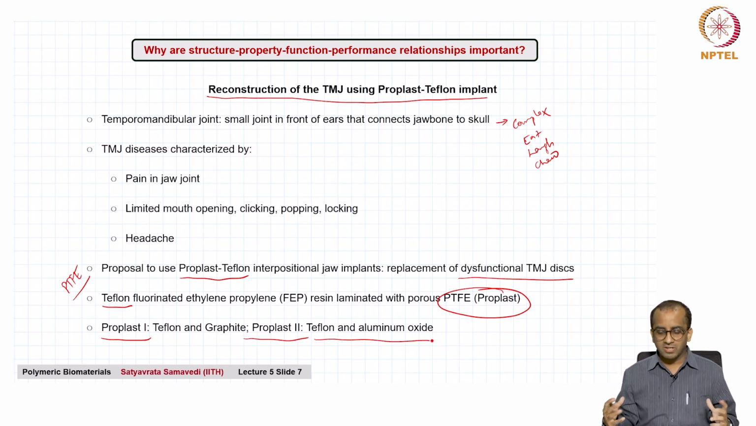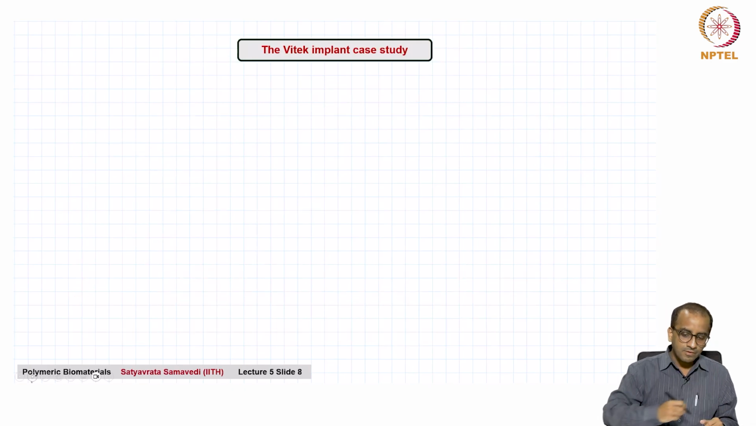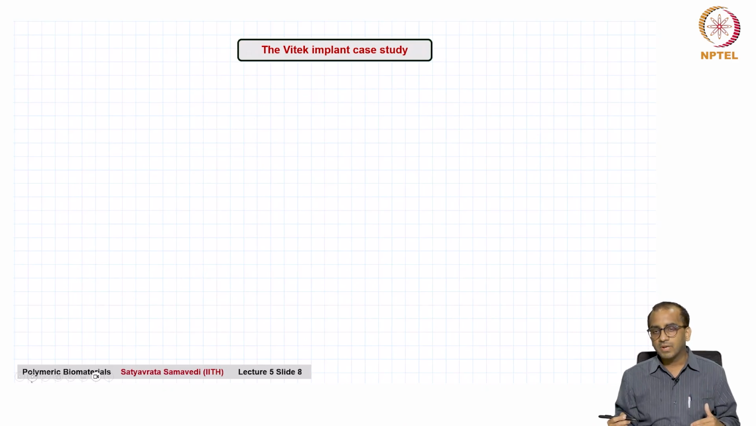Everything looks great so far, everything looks like it is going to work, but something did not work, and that led to catastrophic failure. What happened? That is the Vitek implant case study.